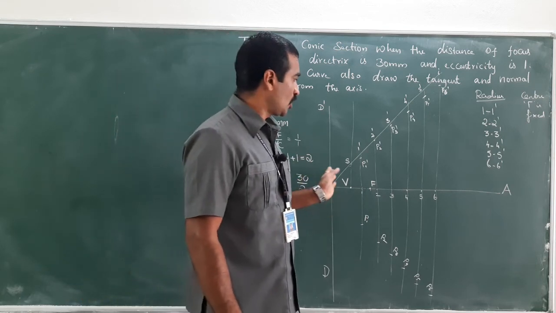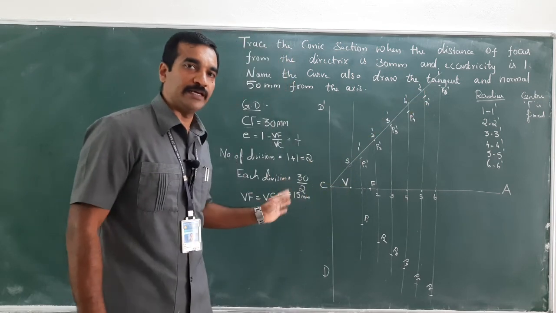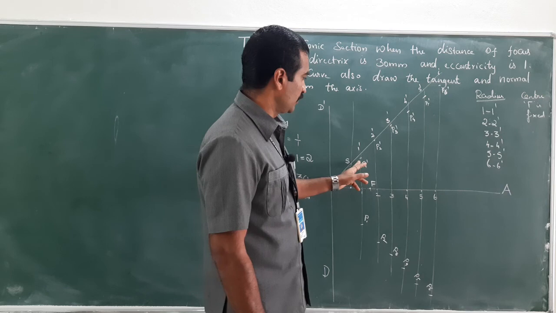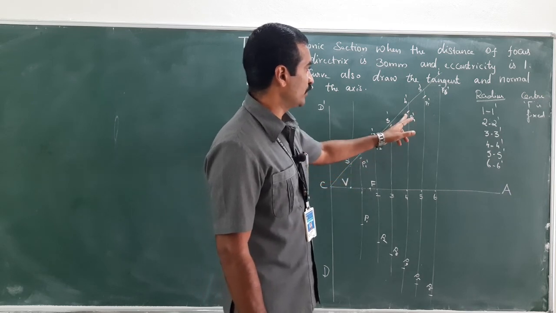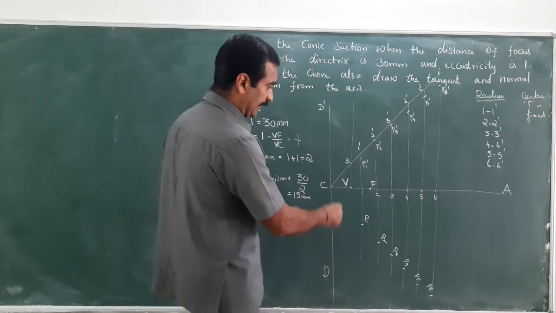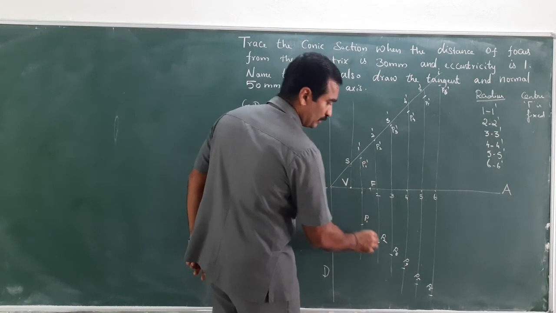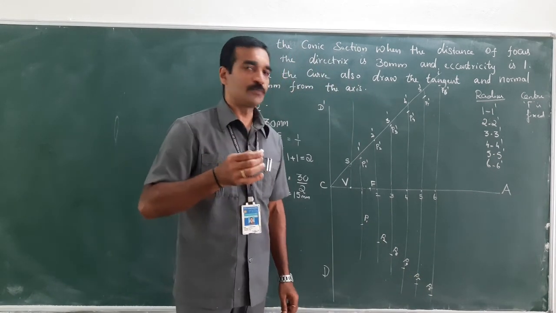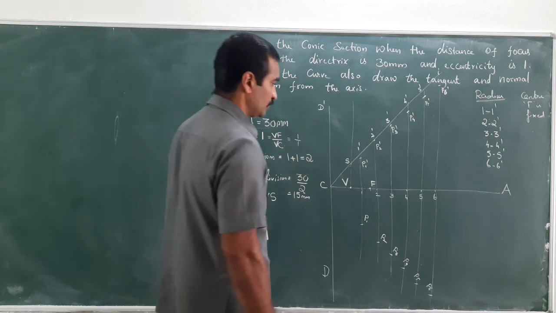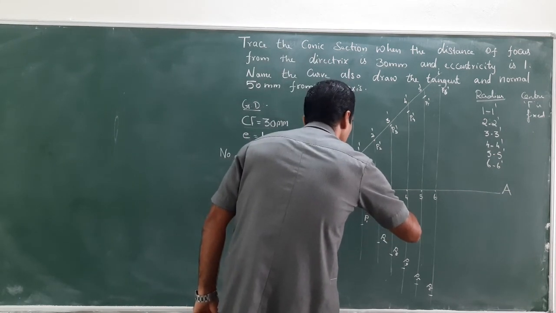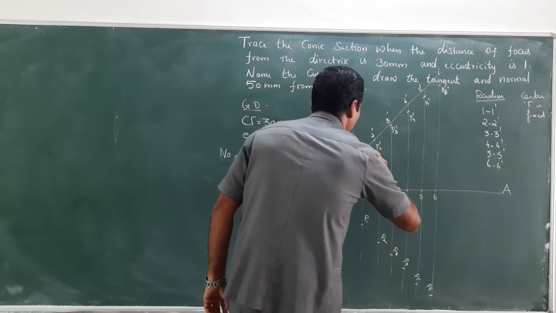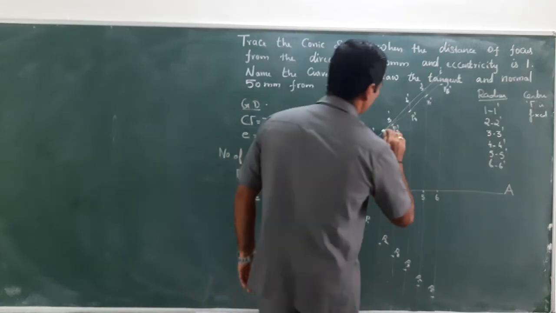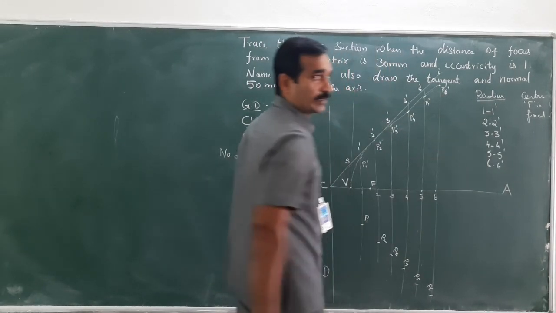Now I need to draw a smooth curve, which is nothing but the profile of the parabola. It starts from V, P1 dash, P2 dash, P3 dash, P4 dash, P5 dash, P6 dash. Then again from V, P1, P2, P3, P4, P5, P6. You should use a 2H pencil to draw a smooth curve. It's freehand sketching, passing through all the points which you have plotted on the diagram.